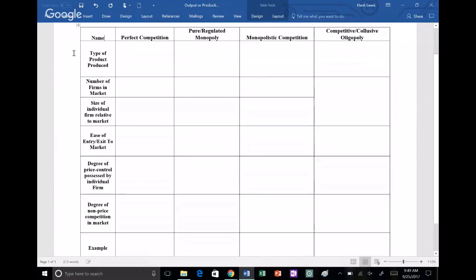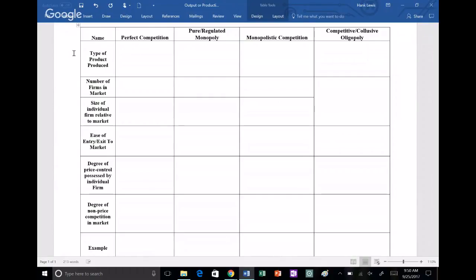First row is the proper name. Don't drop any words. You drop a word, you're changing the name, it's wrong. Next row talks about the kind of product that's produced. Different market structures will show different types of products. Some products are unique. Some products are standardized. Some are differentiated. We'll explain that when we get to them.